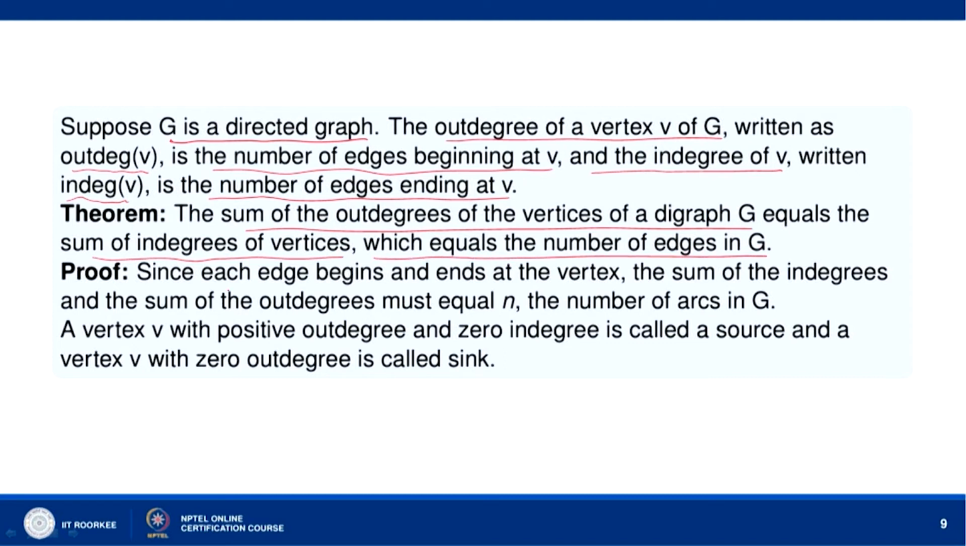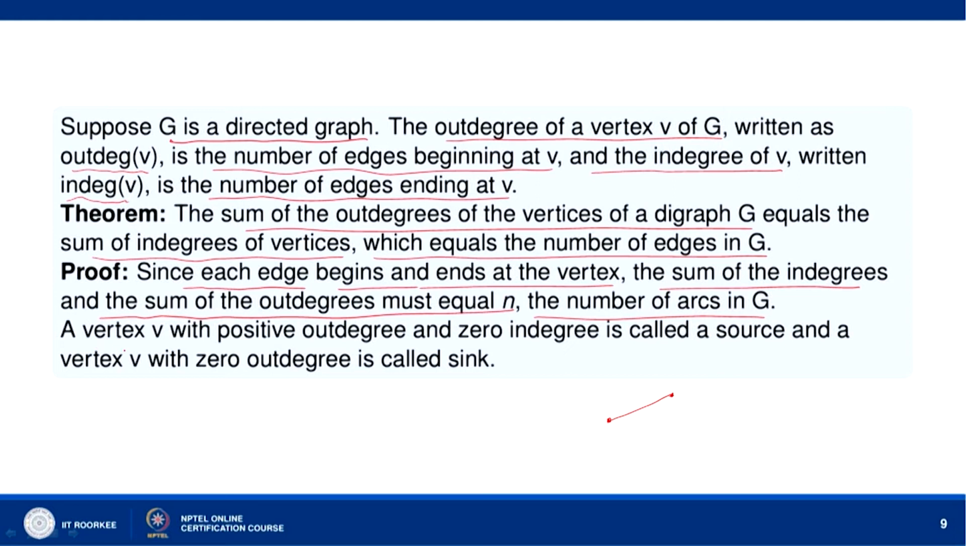Now, let us see how we prove this. Since each edge begins at a vertex and ends at a vertex, the sum of the in degrees and the sum of the out degrees must be equal to the number of arcs in G.